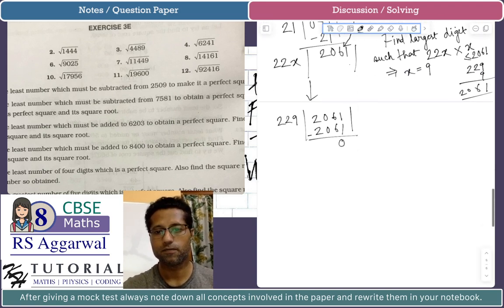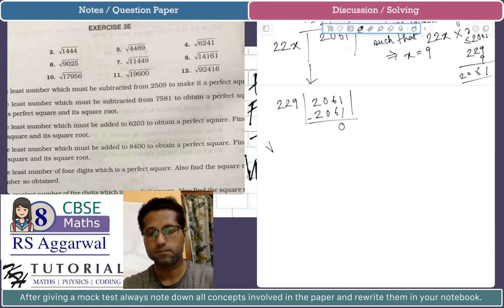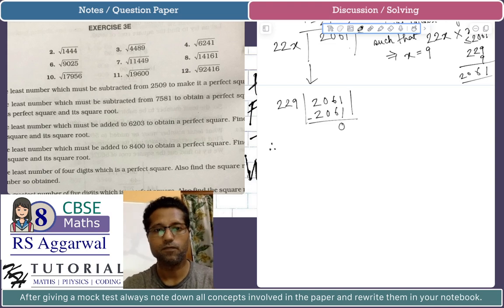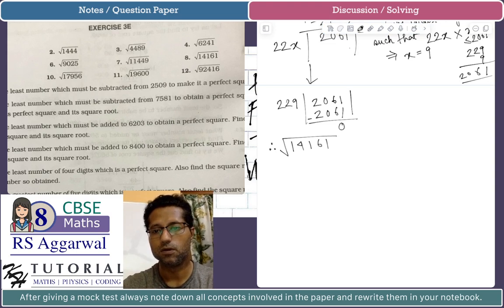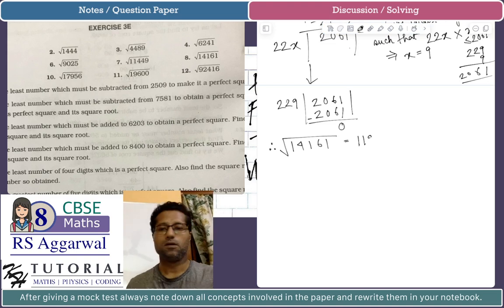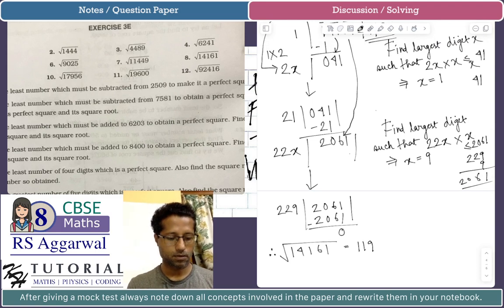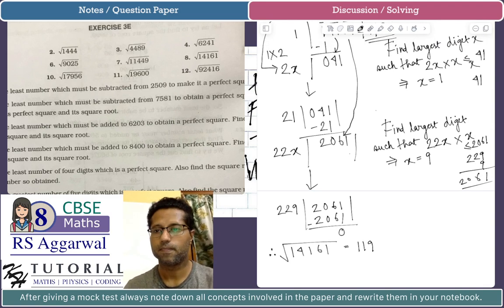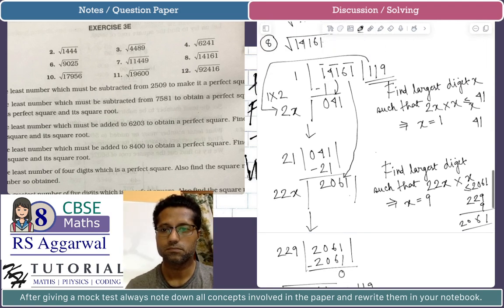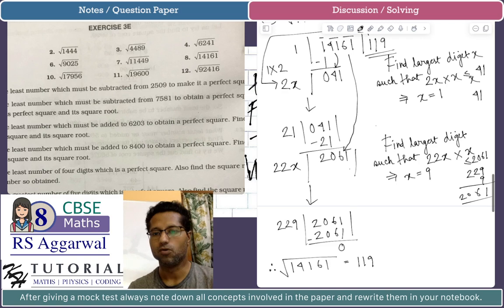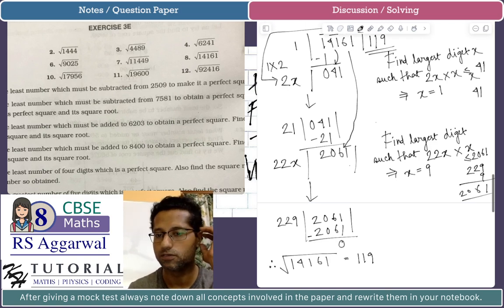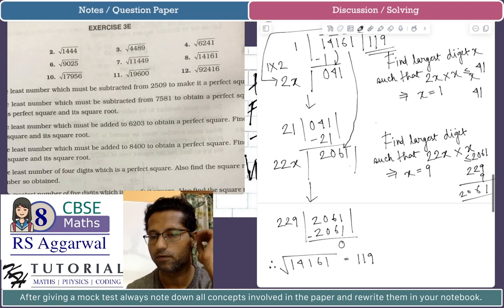Therefore, the square root of 14161 is equal to 119. Let me quickly check if I did it correctly or not. Okay, it is fine. It is 119. You can take a screenshot. I hope you are understanding the process of the long division method, how we are finding the square root of a perfect square.